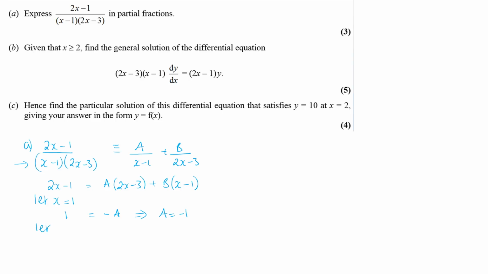If we let x equal 3 over 2 to make this bracket equal to 0, we'll have double 1.5, which is 3, minus 1, so we'll have 2 on the left. The A term will go out, and we'll have 1.5 minus 1, which is half B, which tells us that B is equal to 4.